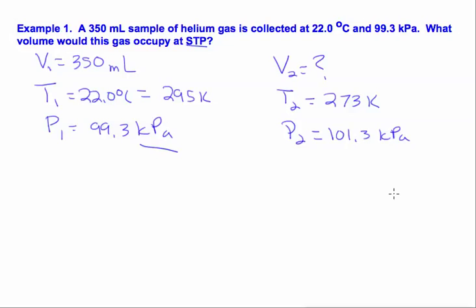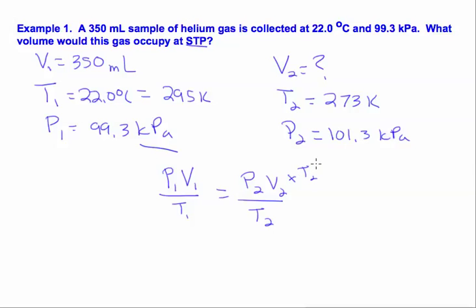So because we have three variables, we're going to use the combined gas law. And it's called the combined gas law because it's Boyle's, Charles's, and Gay-Lussac's law all put together. So we have P1 V1 over T1 equals P2 V2 over T2. So we're trying to get V2 by itself.